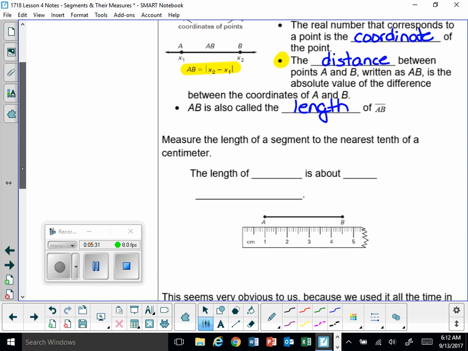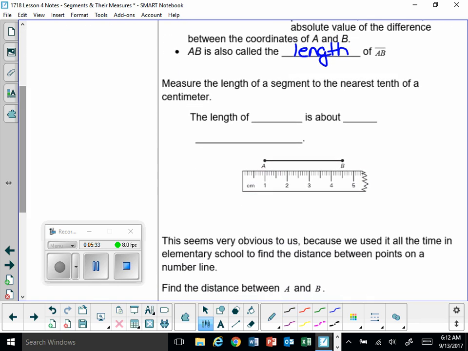So as we look at my example here, what kind of a ruler is this? It's a centimeter ruler, okay? So the length of segment AB is about 3.5 centimeters. When you have units for your problem, you should include units in your answer.